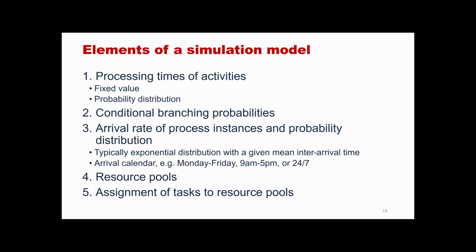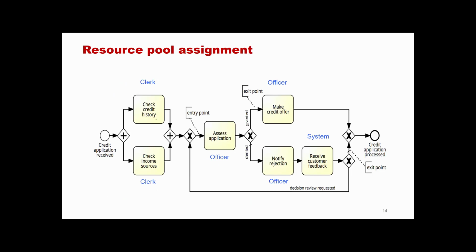So every task in the process, or activity, say T, I should map it to a resource pool. Concretely, let me say that the check credit history task is performed by the pool called clerk. Check income sources is also performed by the clerk. Note that the two are performed in parallel by the same resource pool. That is not a problem.